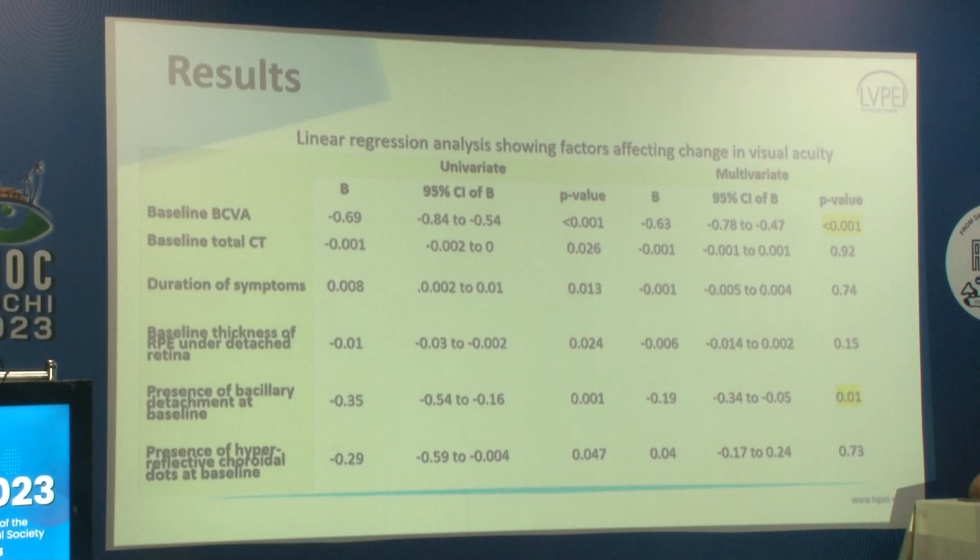In our patient cohort, even though the vision improved in all our patients, a lower baseline best corrected visual acuity, higher baseline total choroidal thickness, shorter duration of symptoms, the increased thickness of the RPE under the detached retina, the presence of bacillary layer detachment, and the presence of hyperreflective choroidal dots showed a greater improvement in visual acuity. But on multivariate analysis, only a lower baseline BCVA and the presence of bacillary layer detachment at baseline showed a significant effect on the final improvement of BCVA.